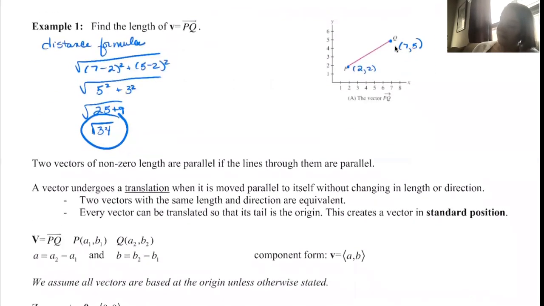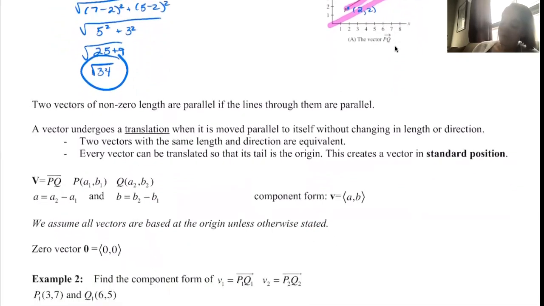Two vectors of non-zero length are parallel if the lines running through them are parallel. A vector undergoes a translation when it's moved parallel to itself without changing in length or direction. Two vectors with the same length and direction are equivalent, and every vector can be translated so its tail is at the origin. This creates a vector in standard position. So for example, if I could take this vector PQ that's up above, pick it up and move it down here to the origin, you can translate it and move it. It has to have the same direction. It has to have the same magnitude, but you can change where it starts.